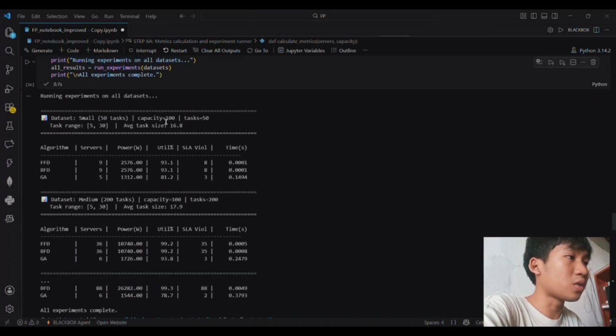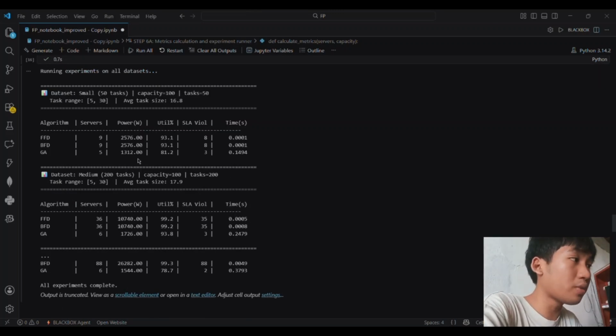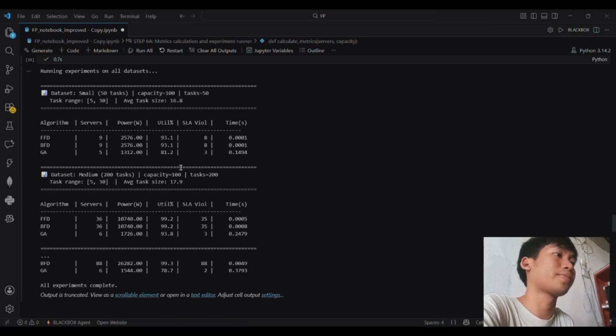For the small dataset with 50 tasks, the FFD and BFD both use 9 servers and consume 2,576 watts, but this resulted in 8 SLA violations. The genetic algorithm performed better by using only 5 servers, reducing power consumption to 1,312 watts, and lowering SLA violations to 3. It required slightly more execution time.